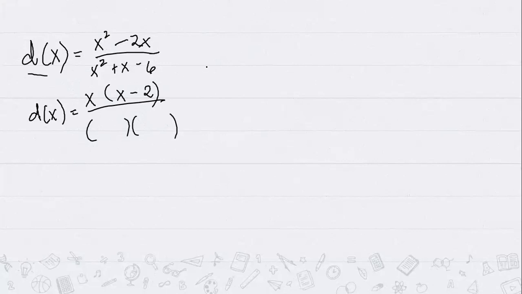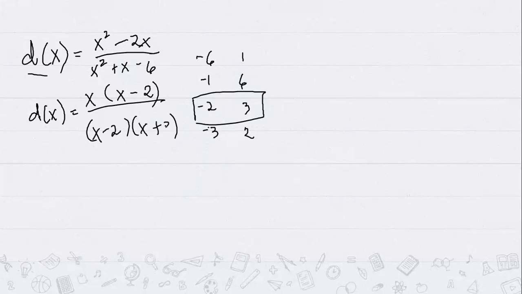Ano ang factors ng negative 6, na kapag pinag-add natin, that would be positive 1 na lang. So ano ba yung mga factors ng 6? Negative 6 and 1, negative 1 and 6, negative 2 and 3, negative 3 and 2. Okay, which of these factors, pag pinag-add natin, magiging positive 1? Negative 2 times positive 3 po. So ito siya class, di ba? So that would be x minus 2 and x plus 3. Okay, so may makakancel ba?